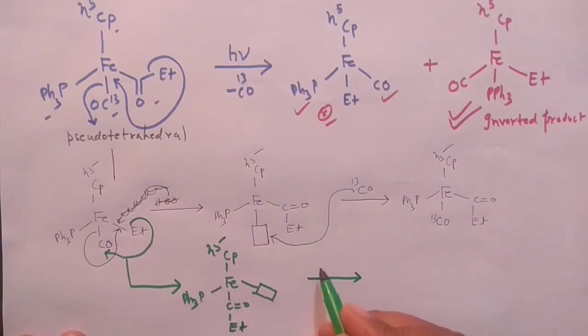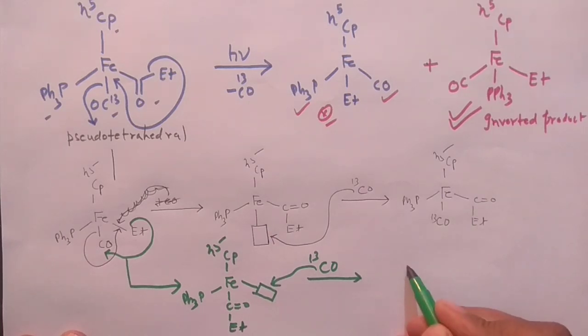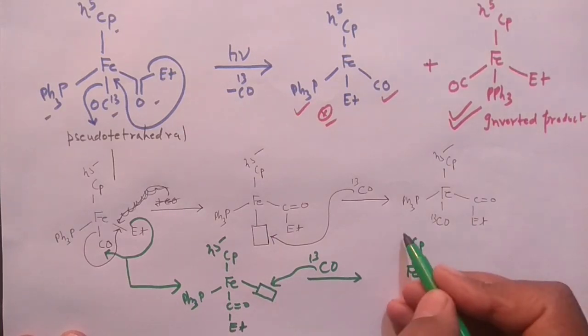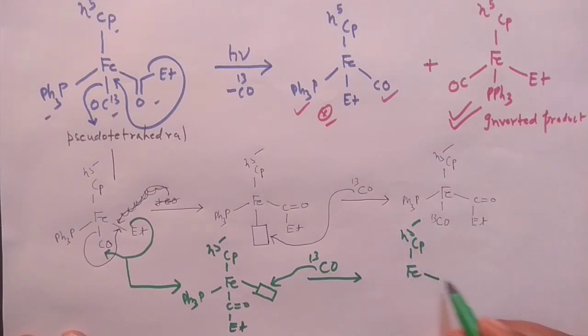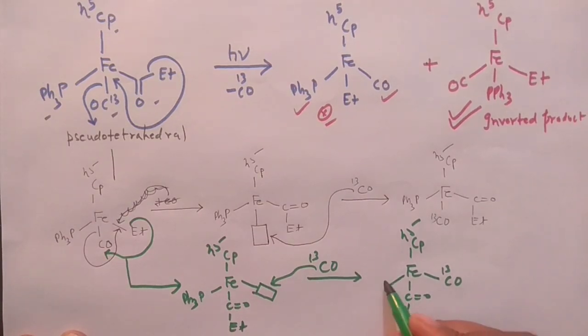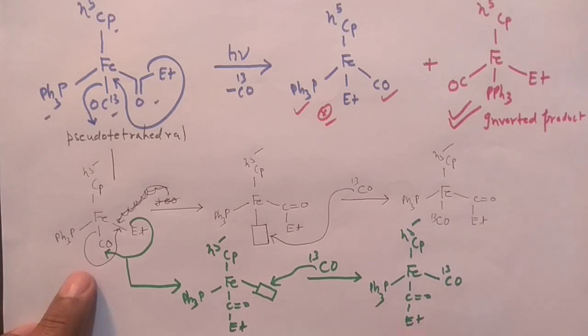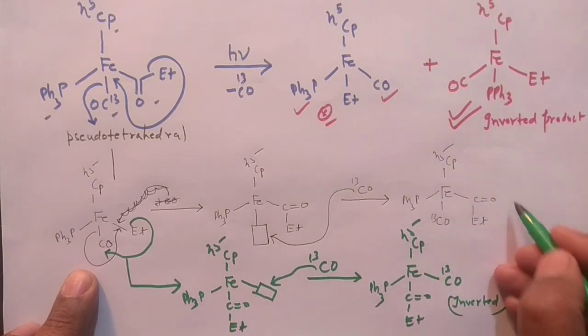Now if you treat this with 13C labeled carbonyl, it will occupy that particular position, and you will have eta 5 Cp, CO, 13C labeled C double bond OEt, and PPh3. Okay guys, so this is the product. In that case you can see the inversion of configuration has occurred. So this is the inverted product, and this is the product with retention.